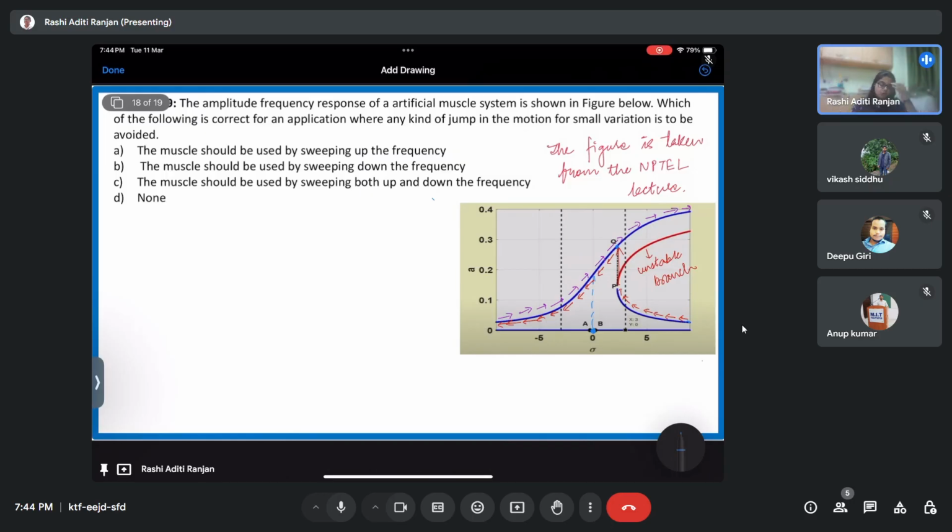Okay, so which option is going to be correct? Option A says the muscle should be used by sweeping up the frequency. Yes, this is the correct option. We can read the other options as well. The muscle should be used by sweeping down the frequency. No, this is not correct.